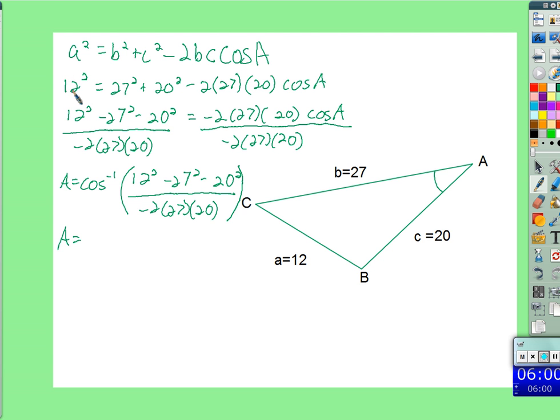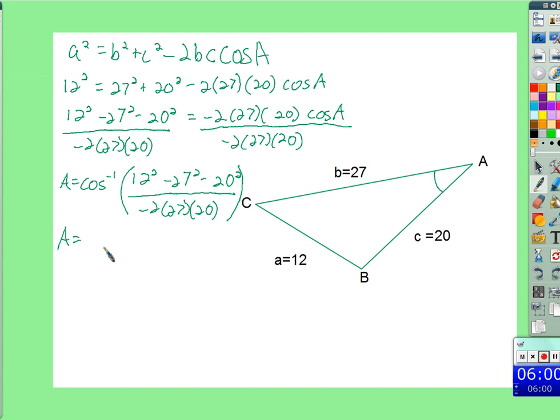I'm just going to show you my work. So I just plugged everything in. A, B, and C: 12 squared, 27 squared, 20 squared, minus 2 times 27 times 20. I'm going to subtract 27 squared and 20 squared from both sides. So that's what I have on this side, and now this side is just negative 2 times 27 times 20 times cosine of A. And this is all multiplied by cosine of A, so I divide by all that stuff on both sides. And that'll be the cosine of A will be equal to this. So I'll take the inverse cosine of all of that, and that'll give me A.